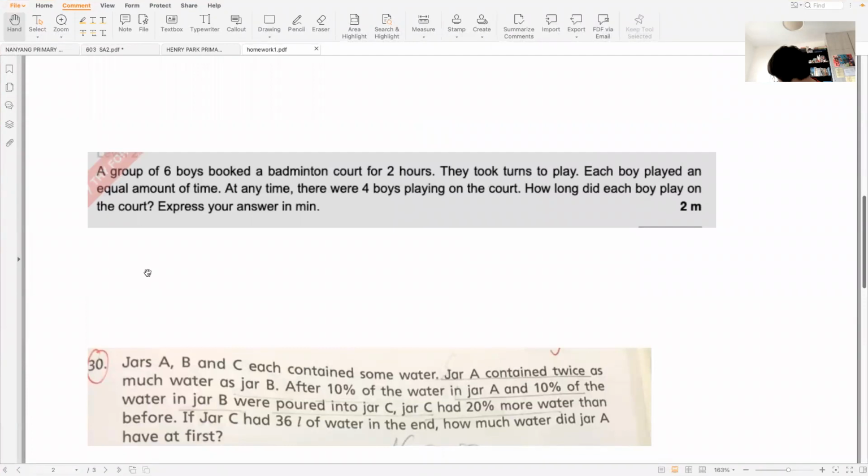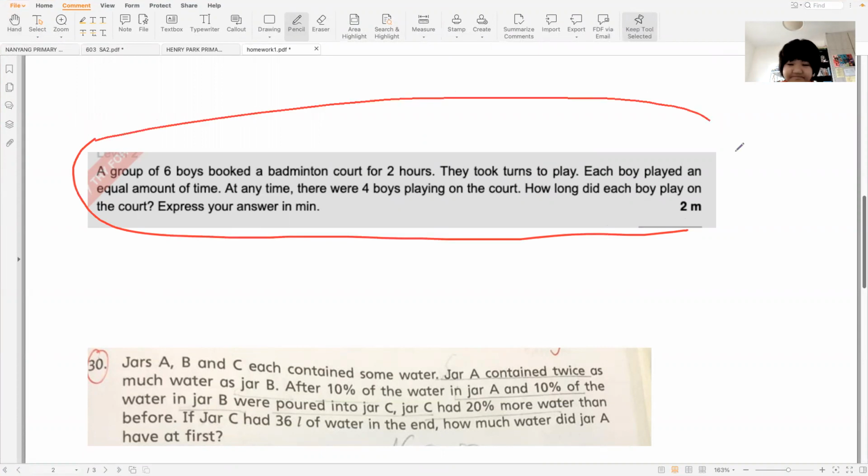这题 a group of 6 boys. Can you see? Yep, a group of 6 boys. Why are you frozen? No, I'm asking you this question live. I got kicked out for 1 second and then I joined back in. Never mind, live. A group of boys.